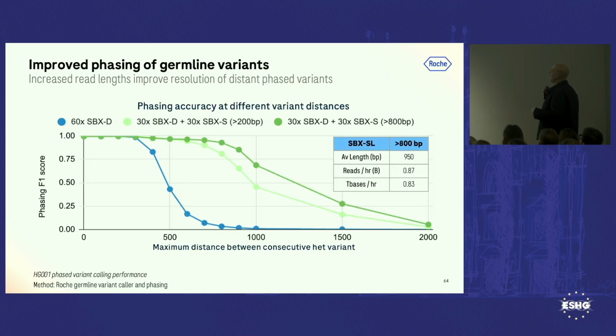Again, another way of looking at it, in terms of F1 score, the dark green being the 800 base and greater reads, what that looks like across the maximum distance between consecutive het variants. So quite a dramatic difference between the SBX-SL and what would be the shorter SBXD reads or Illumina or any other technologies on the shorter read side.